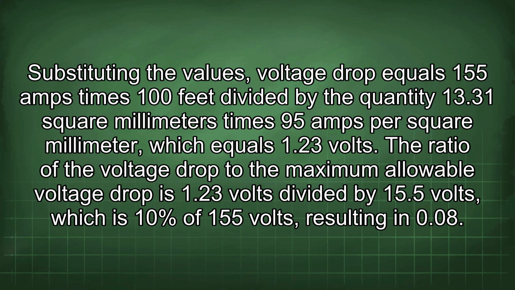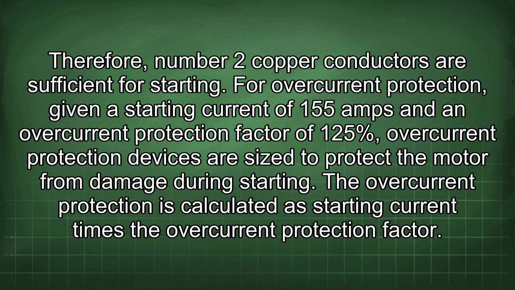The ratio of the voltage drop to the maximum allowable voltage drop is 1.23 volts divided by 15.5 volts, which is 10% of 155 volts, resulting in 0.8. Therefore, number 2 copper conductors are sufficient for starting.